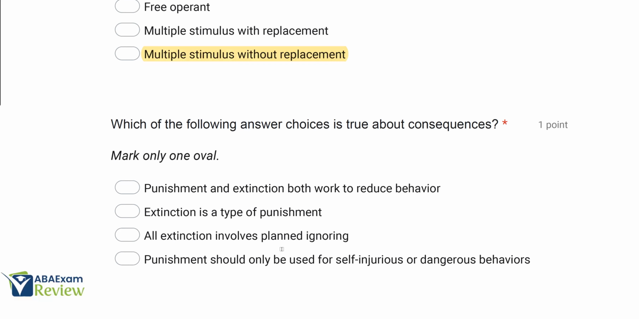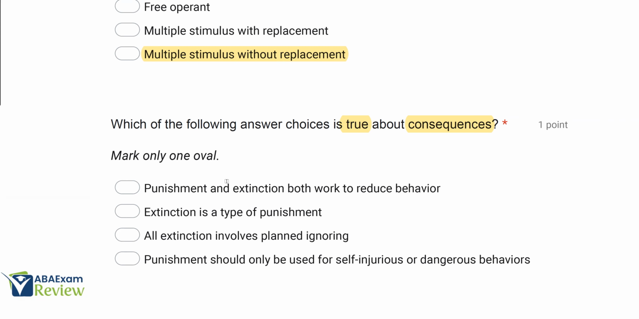And then, which of the following answer choices is true about consequences, ending on an easy one? We know our consequences, the 3 main types of consequences: reinforcement, extinction, and punishment. So we're looking for something that is true about consequences. A, punishment and extinction both work to reduce behavior. Well, that's true. Punishment and extinction are both reduction tactics, right? Punishment, you add or take away something to reduce behavior. Extinction, you withhold something to reduce behavior. A looks good. Let's read on.